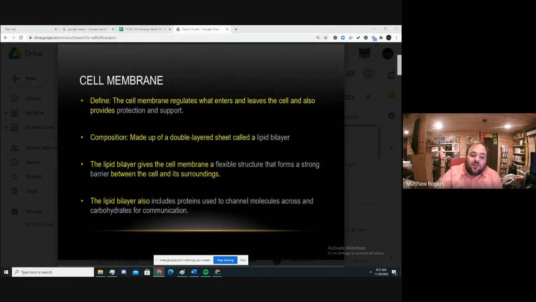The lipid bilayer gives the membrane a flexible structure. These phospholipids are attached to each other, but they aren't. They're bumping into each other and stuck in between each other. There's cholesterol in the middle that helps glue them together, but there's a lot of movement, which allows them to be very flexible. This lipid bilayer also has proteins that we can use to get things through, and carbohydrates and lipids for communication.